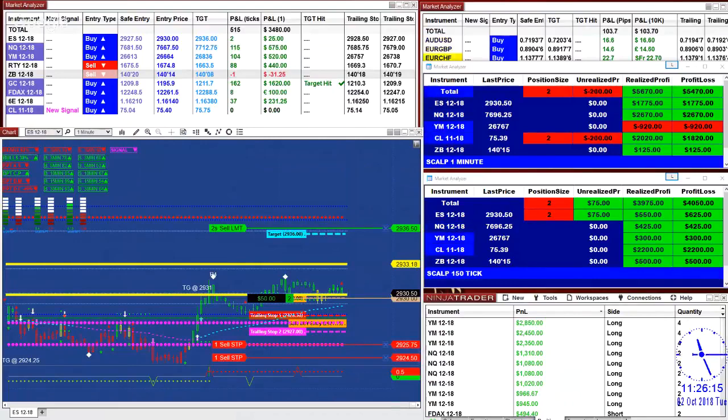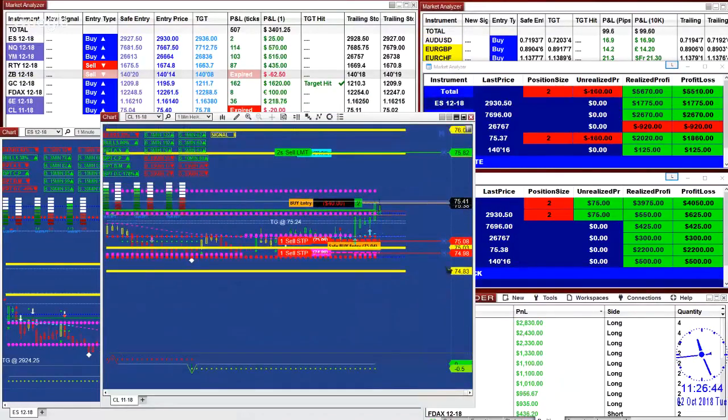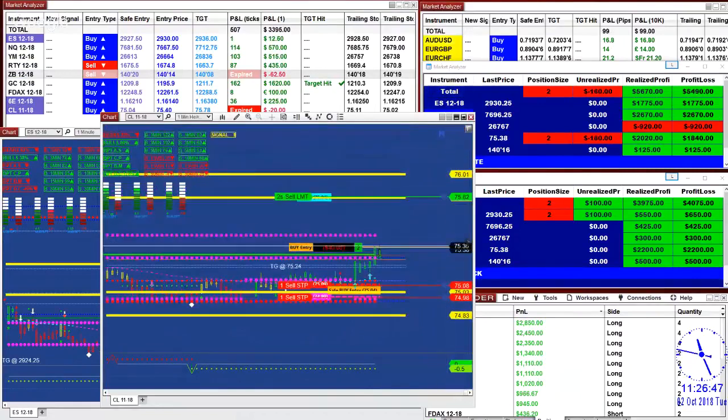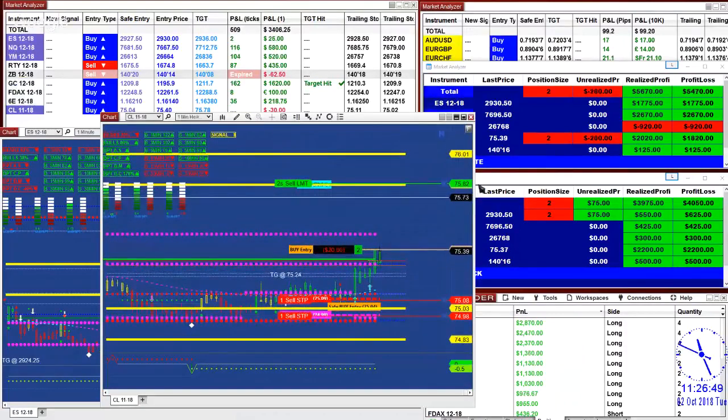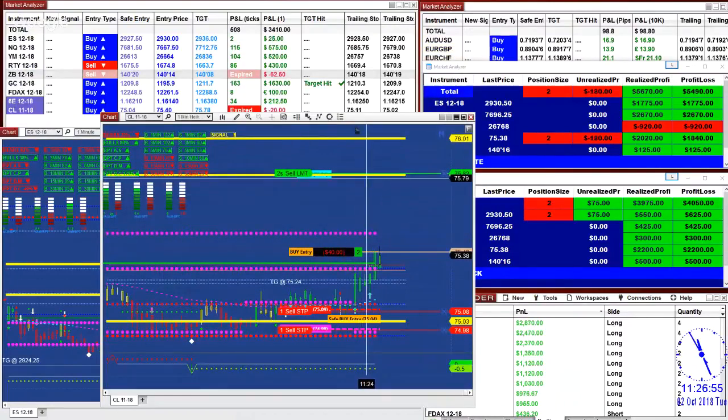We have a new signal on the CL entry, 75.40, target 75.75. That's nice. There's a lot of ticks in this one. So there is a new signal on the CL. Will anything be moving today? We'll see. This is your CL trade. We have a little bump at 75.50, but the target is very clear. That's nice.